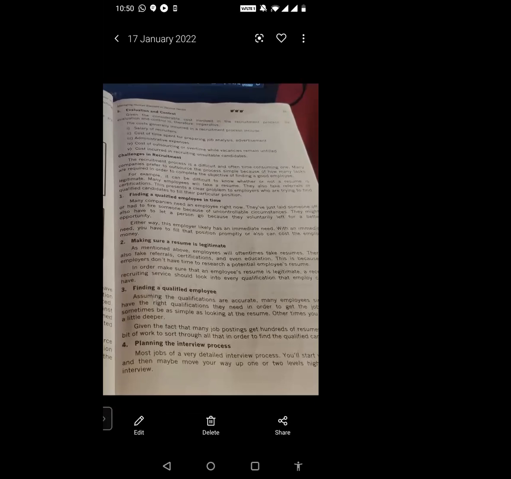All right. Okay, guys. So we move towards point number 5, which is evaluation and control. Given the considerable cost involved in the recruitment process, its evaluation and control is therefore imperative. The costs generally incurred in a recruitment process include salary of recruiters, cost of time spent for preparing job analysis, advertisement, administrative expenses, cost of outsourcing or overtime while vacancies remain unfilled, cost incurred in recruiting unsuitable candidates.